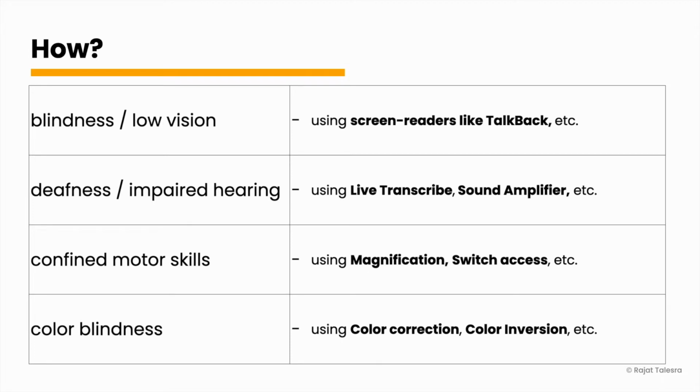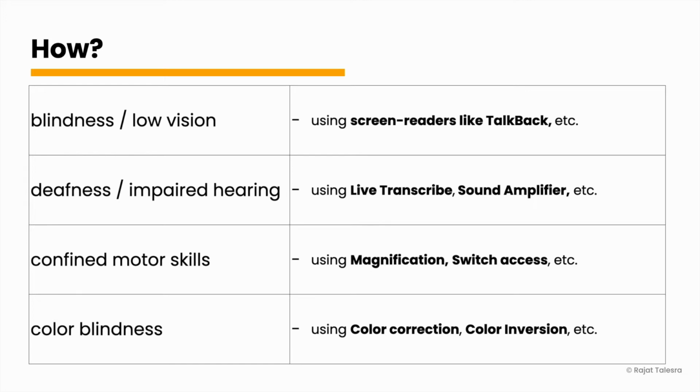How? So, for example, if someone has blindness or low vision, then obviously they cannot see the app, right? So we have applications like screen readers, like TalkBack. What it does is it will read out each and everything on the screen, and based on that the user can actually use the application.